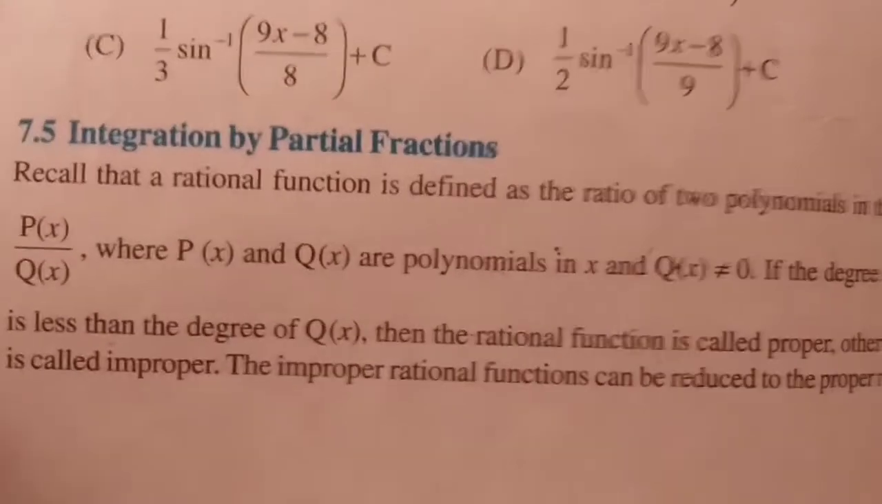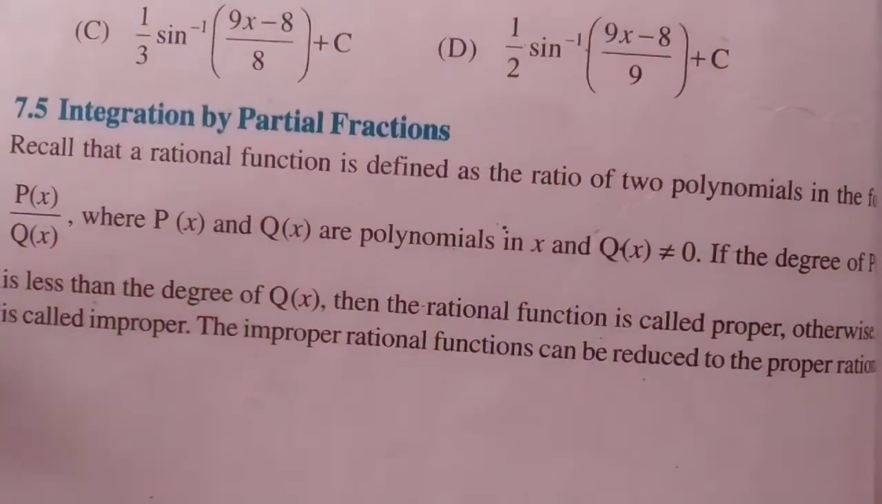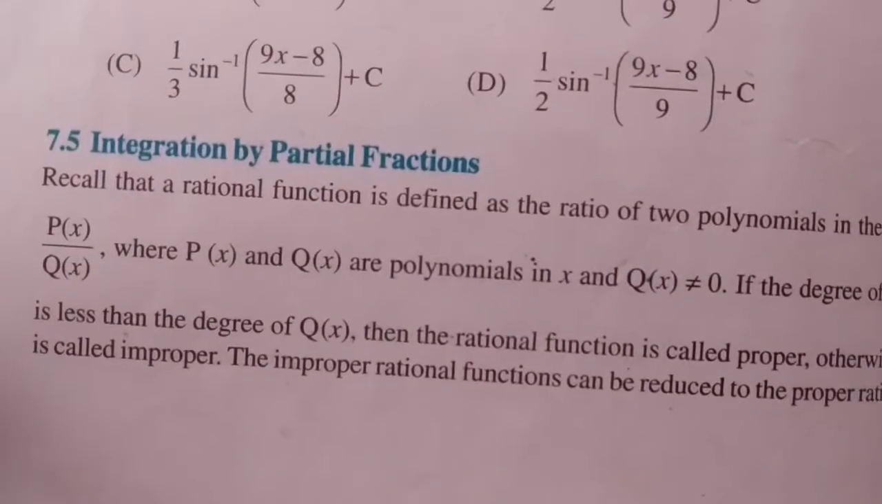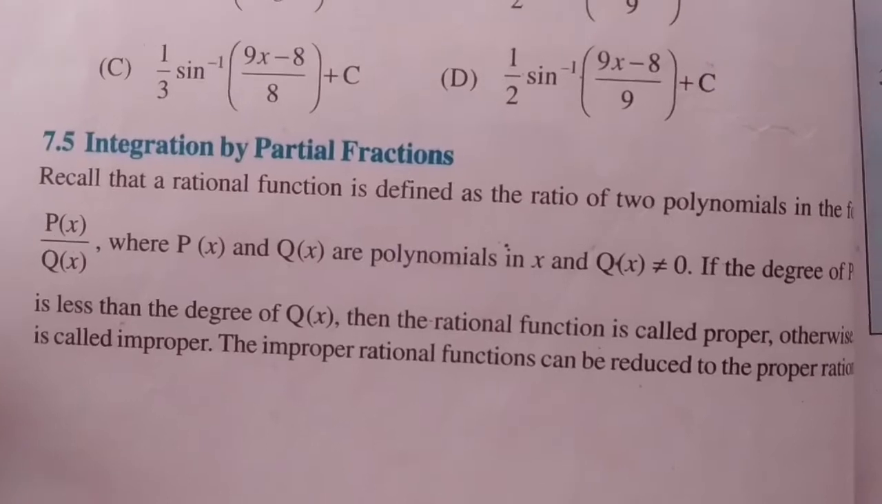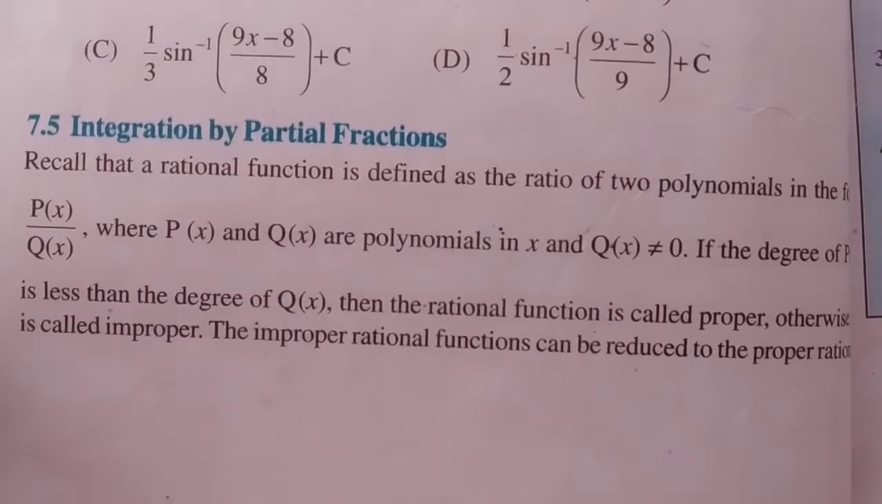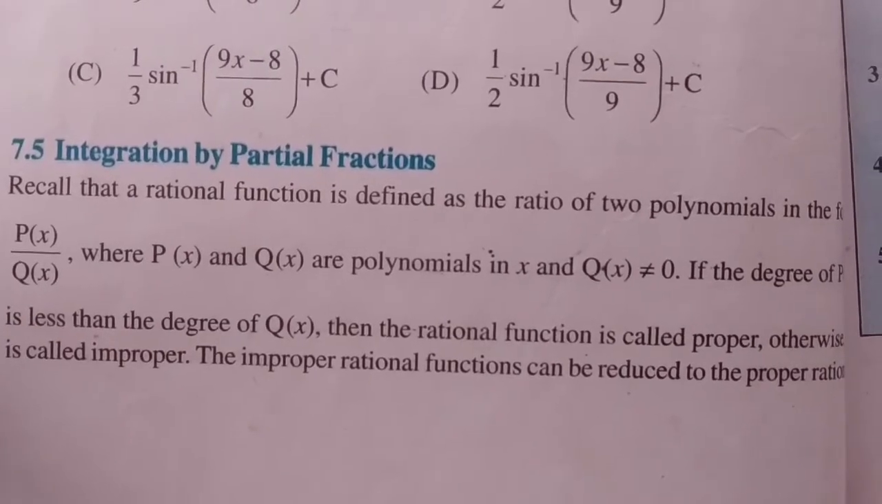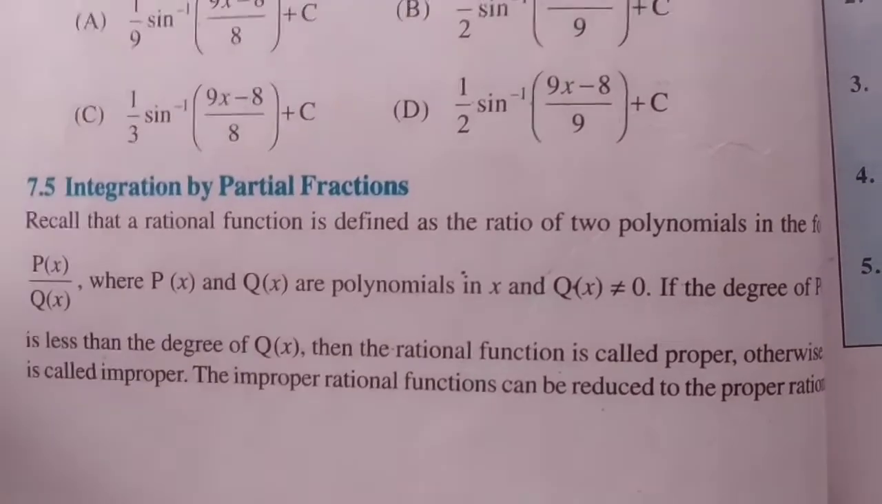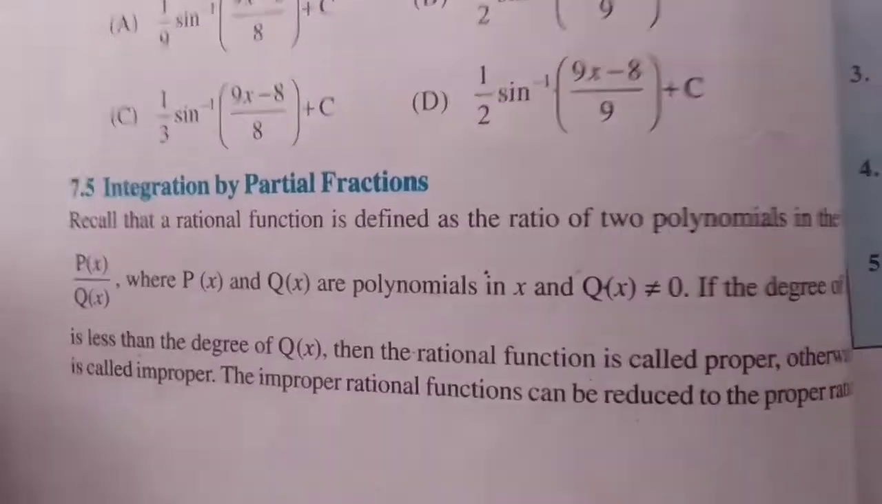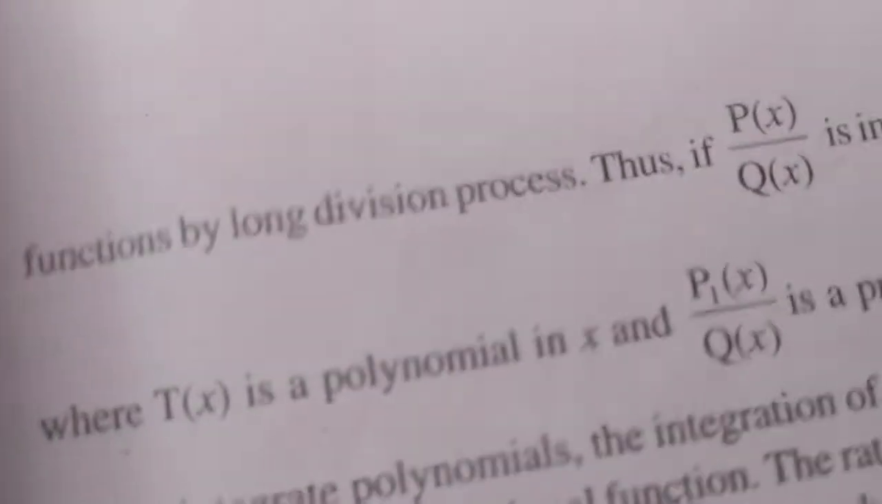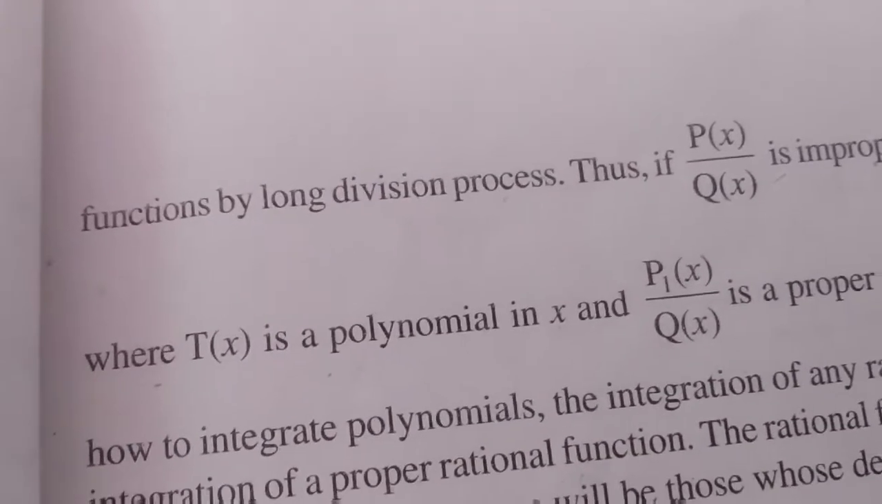If the degree of the numerator polynomial p of x is less than the degree of q of x, then the rational function is called proper. Otherwise, it is called improper. This is one of the important properties. Improper rational functions can be reduced to proper rational functions by applying the long division method.